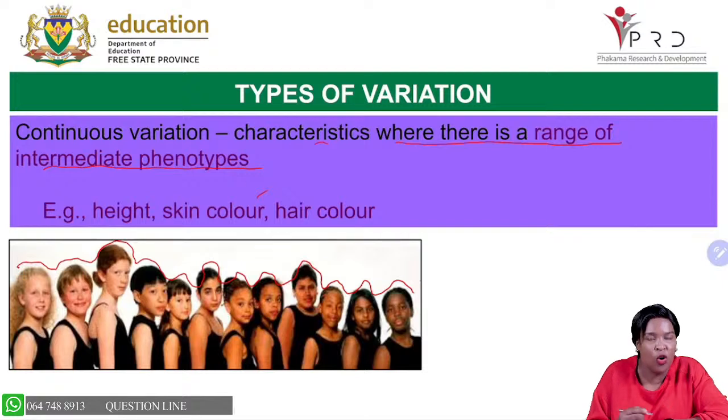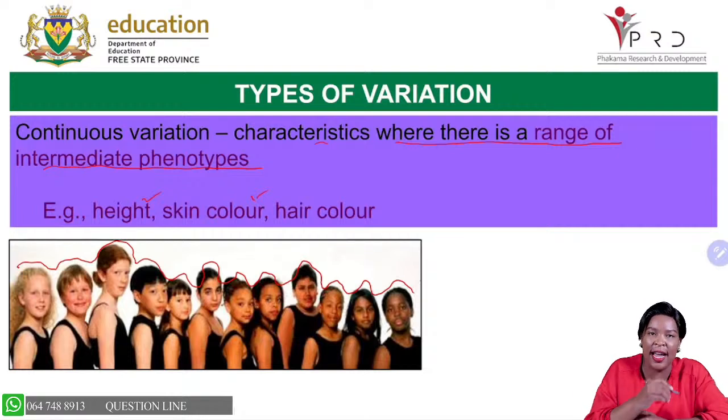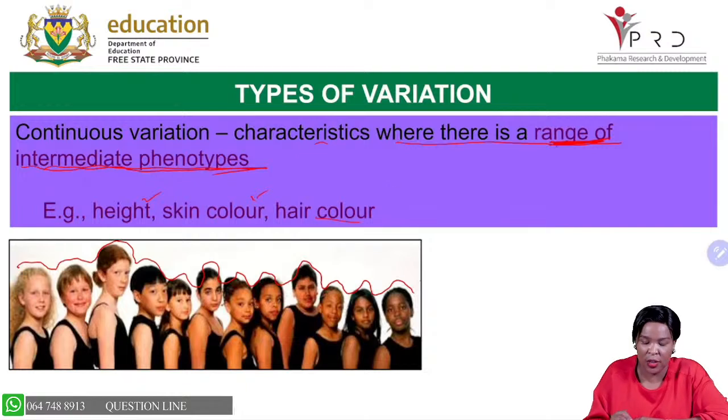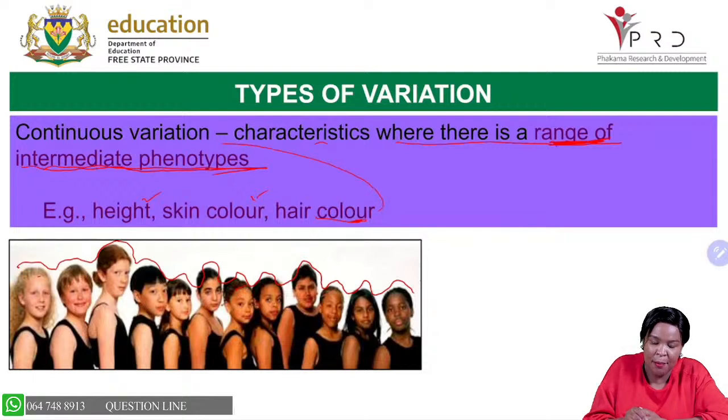Then skin color, no two people have the same skin color, or to say people are white or black. There are different shades between white and black. So that different shades means there is a range of intermediate phenotypes. So hair color also, some have brown hair, they have blonde hair, they have black hair. So hair color is also an example of continuous variation.